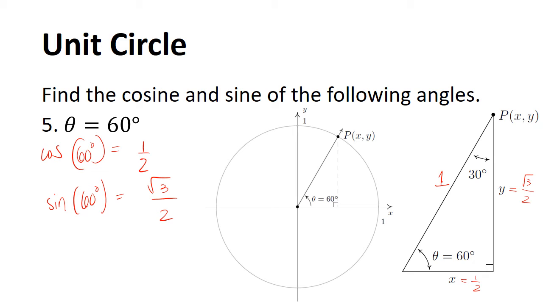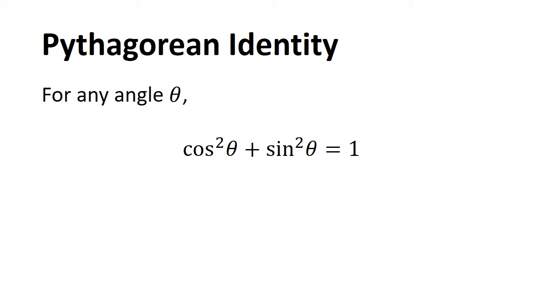See? It's easy, because it's the same special right triangle that we already derived earlier. Okay. We have what we call the Pythagorean Identity: for any angle theta, cosine squared theta plus sine squared theta equals 1. Okay, this comes from the unit circle, right? Since the equation of a circle is x squared plus y squared equals 1.